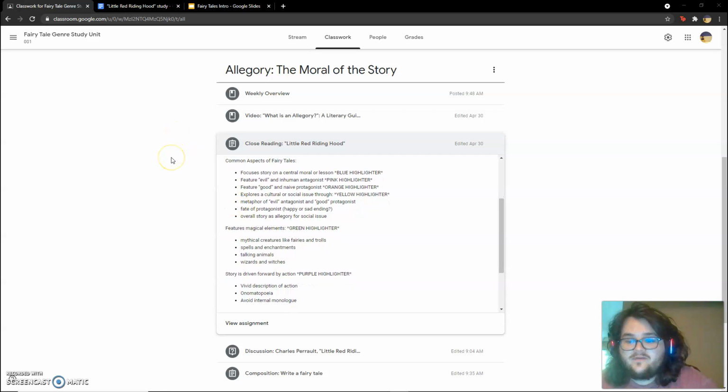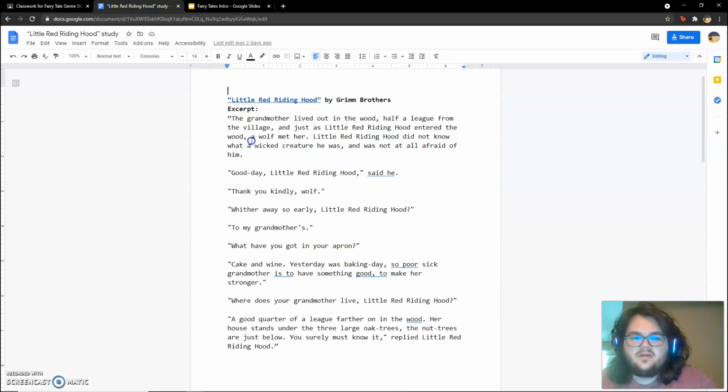So we're going to just try to find two. Let's see if you notice anything. The grandmother lived out in the wood, half a league from the village, and just as Little Red Riding Hood entered the wood, a wolf met her. Little Red Riding Hood did not know what a wicked creature was. There we go. This sounds like a good and naive protagonist to me, if I ever heard of one.